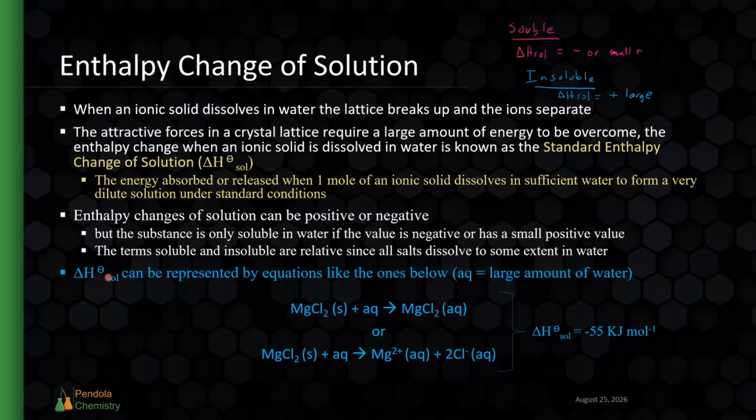So delta H of solution, like any other enthalpy changes, can be represented by an equation, but this particular equation has a nuance about it. We need to keep in mind something very specific, and that's the use of AQ. When we're talking about the enthalpy change of solution, we're talking about dissolving something. When we talk about dissolving something in an equation, we're not going to use water as the dissolvent. Or at least we're not going to use H2O.